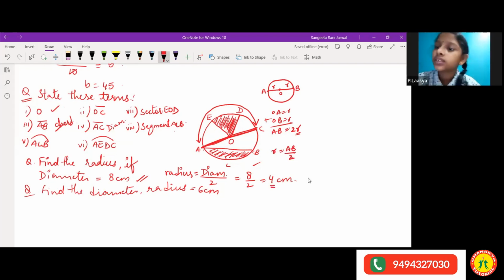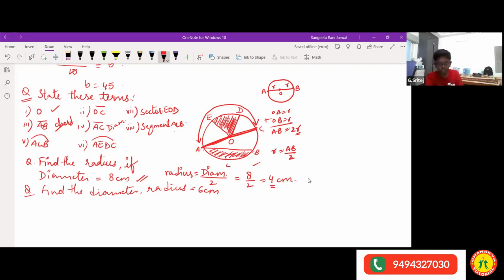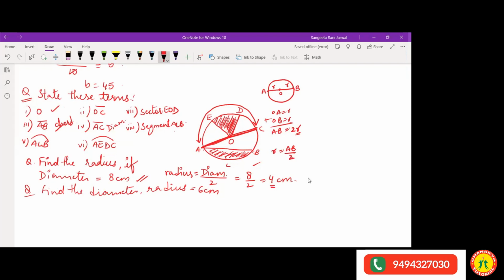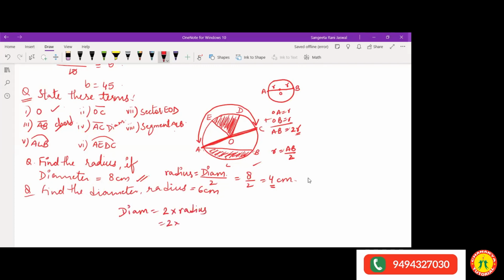Similarly, find the diameter if you are given the radius. Now here you are given the radius, 6 centimeters. How will you find the diameter? Ma'am, 6 into 2, 12. Exactly. So the diameter will be twice the radius. They are given 6, so 2 into 6 is 12 centimeters.